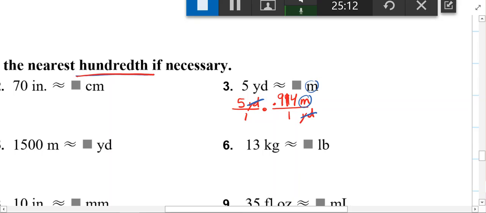So the calculator comes back out, and I do 5 times 0.914, and I get approximately equal to 4.57. Let me type that again. 5 times 0.914. Yep, that's what I'm getting. And that's to the hundredth already, so that's my answer right here. What am I going to put into the form? I'm just going to put this number, not the meter sign.